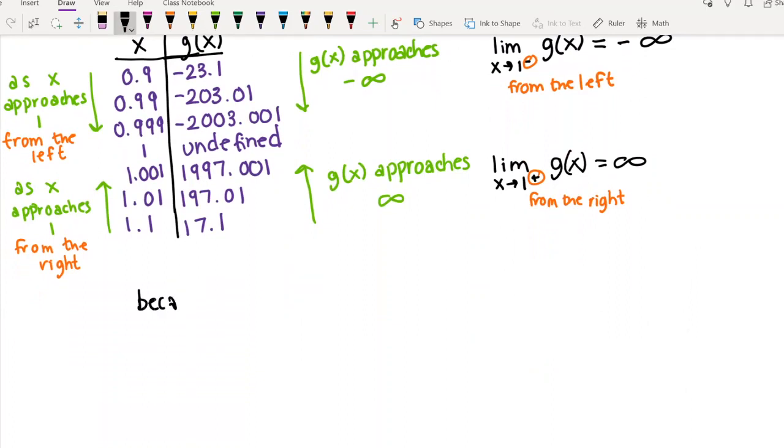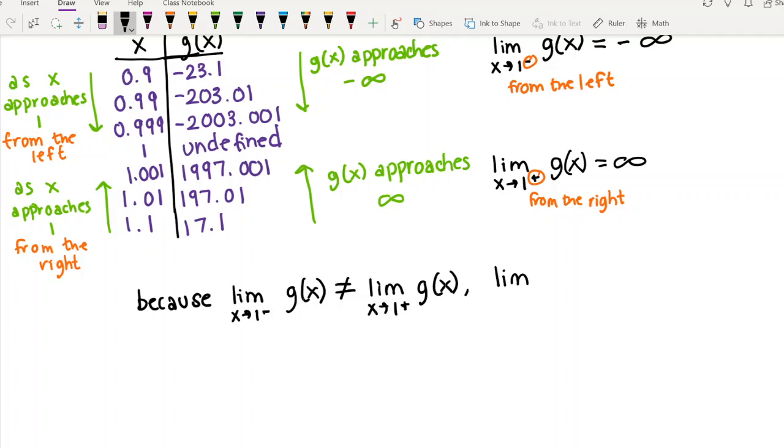But basically, because the limit as x approaches 1 from the left of g of x was not the same thing as the limit as x approaches 1 from the right of g of x. If you just write the limit as x approaches 1 without any plus or minus, that implies that it has to agree on both sides. So I shouldn't even put an equal sign here. You would just say does not exist. And I might use this sometimes, and you're welcome to: you can write DNE as an abbreviation for does not exist.